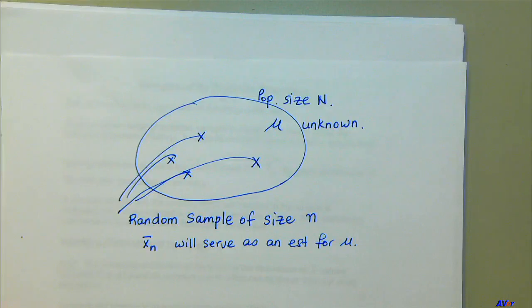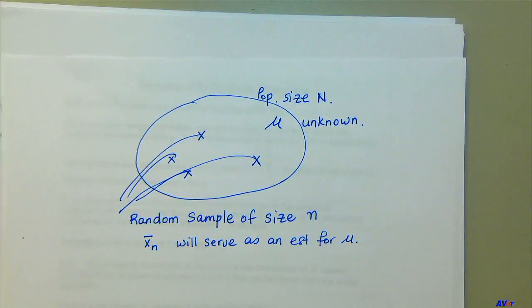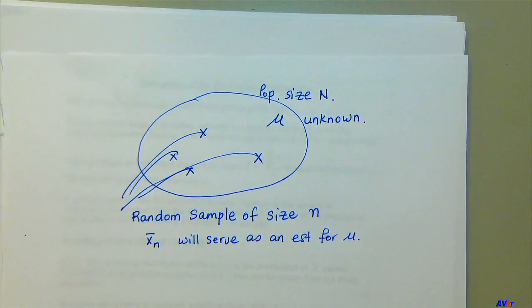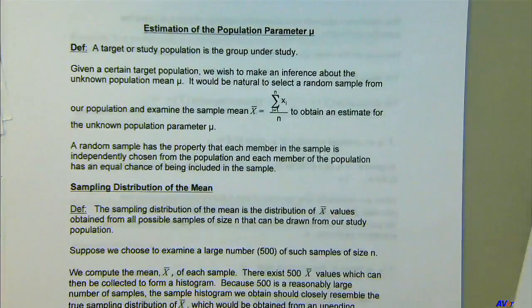So I would like to start building a distribution of all possible x bars so that if I take the standard deviation of that distribution of x bars, it will tell me how much on average an x bar varies from the mean. Because standard deviation tells me on the average how much your scores vary from the mean. So let me do that. You can follow along on page 9.